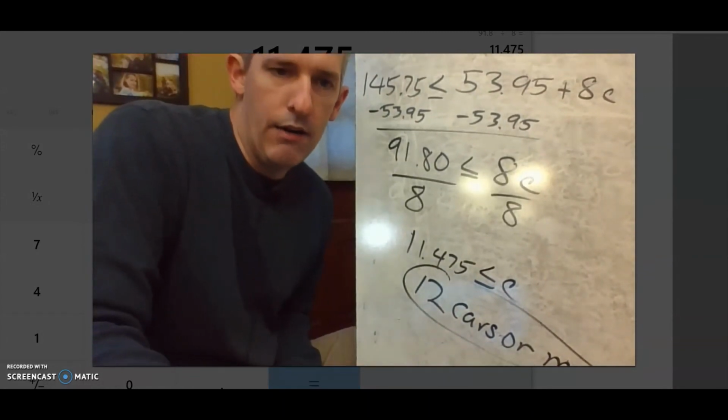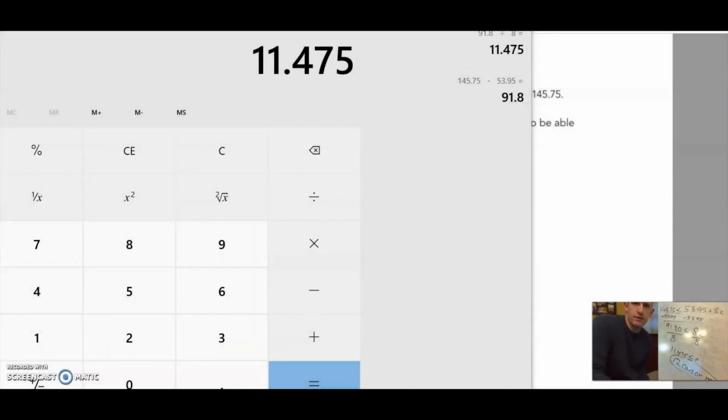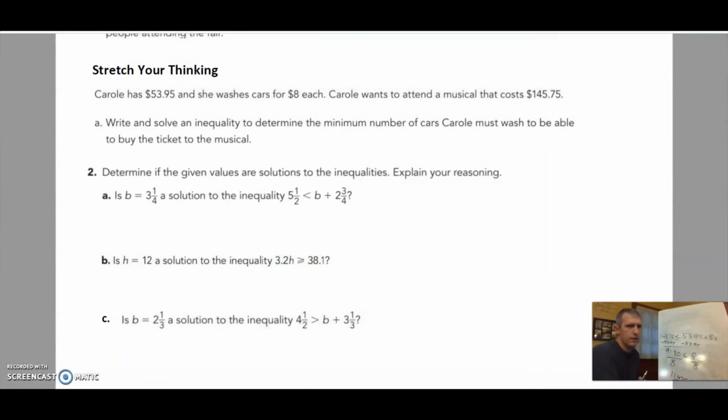Now for the rest of this challenge question, let's see what else we got here. Number 2, determine if the given values are solutions to the inequalities. Explain your reasoning. Well, this goes back to our definition of what is a solution. It makes the statement true. So you need to ask yourself, if B equals 3 1/4, and I know it's scary, there are fractions, is that a solution to the inequality 5 1/2 is less than B plus 2 3/4? I know there are fractions, and I guess that's what I was thinking about, and it threw me off.